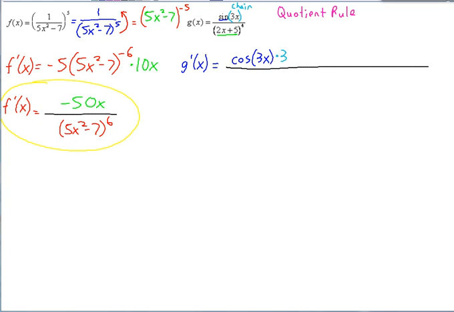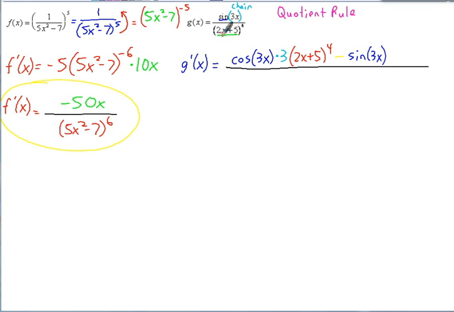And then remember in the quotient rule, the next thing that goes there is the denominator as it is. So we'll leave 2x plus 5 to the fourth as it is. And then the quotient rule, the next thing that goes there is a minus. Then we have the numerator as it is, which is the sine of 3x, times the derivative of the denominator.